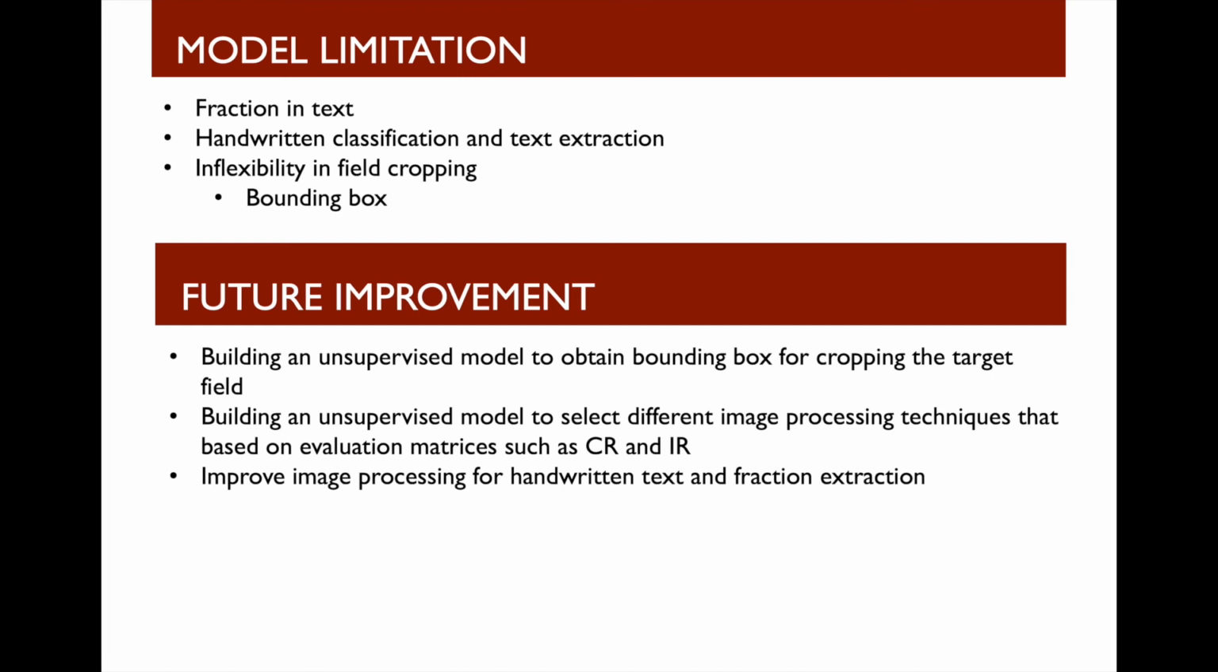This leads me to future improvements, in which the bounding box can be improved by creating an unsupervised model to crop the target field and improve it over time. We could also create an unsupervised model which selects a bunch of image processing tasks and evaluates them using metrics such as correct ratio and incorrect ratio, and improves over time. Another improvement is trying different image processing tasks for handwritten and fraction text extraction, for example, deslanting the slanted handwritten images. Let's start with the demo.